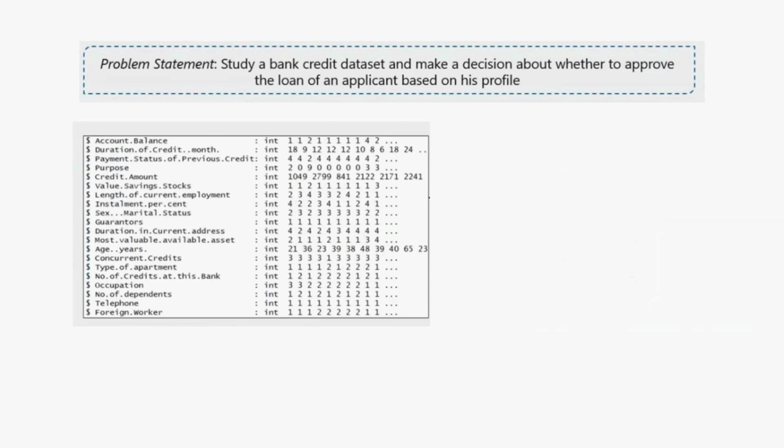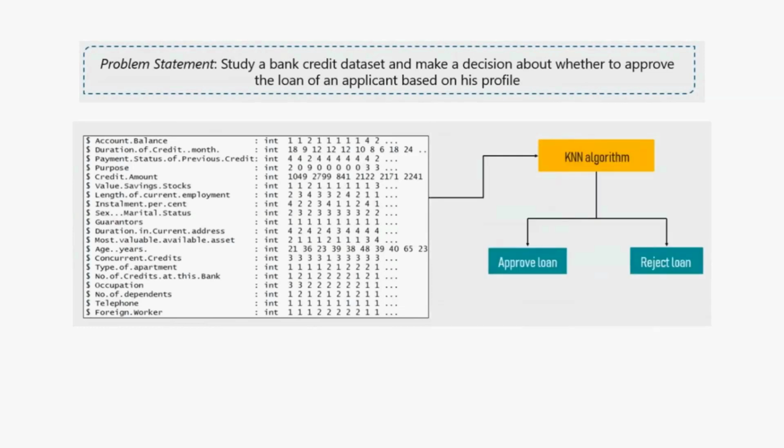So here one of the problem statements is given. Study a bank credit data set and make a decision about whether to approve the loan of an applicant based on his profile. This problem can be solved with the concept of a classification problem, because we have to decide whether to approve the loan or not. Here the KNN model is trained with the input bank credit data set. Once it is trained, based on unlabeled data, the model can classify whether you can approve a loan to a customer or reject a loan to a customer.